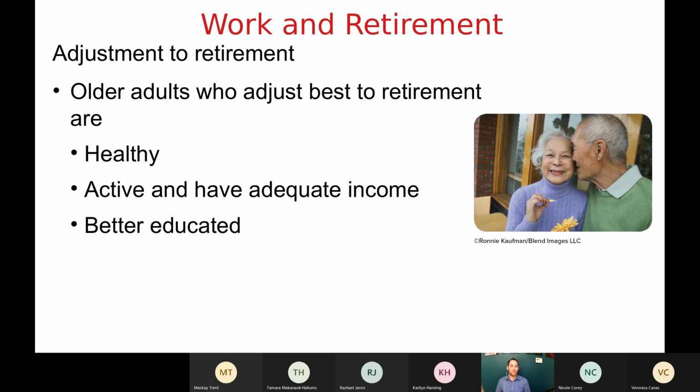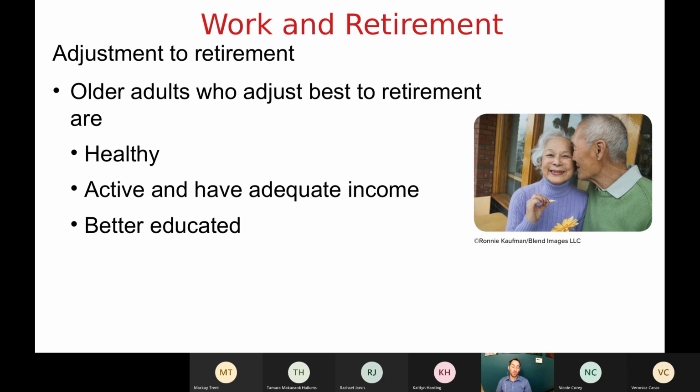So probably not too surprising. If they don't have as many physical health concerns, they'll probably do pretty well in retirement. If they have adequate income, not too surprising. If they don't have to worry about going back to work, if they have enough money for their food, for housing, for travel, or whatever they're doing, they're going to be a lot better off than if they don't have those, so if they have higher stress.